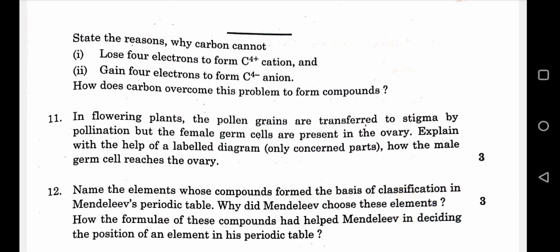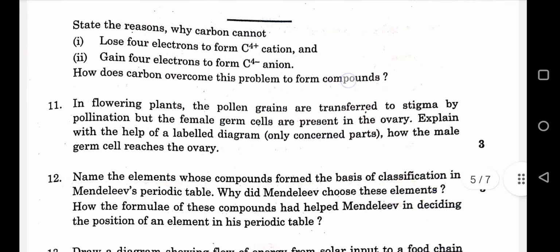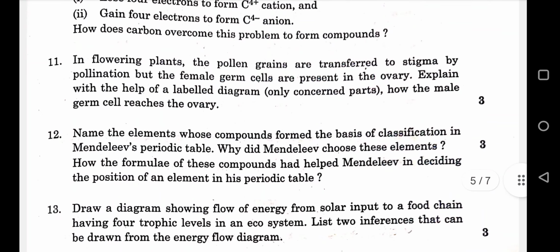So in the diagram, you have to draw the female reproductive part of the flower, and you have to state that the pollen tube helps the pollen grain reach the ovary or ovule. Also, in between there is a micropyle, an opening between the ovule and the pollen tube. So first you draw a diagram, then write that the pollen tube helps the pollen grains reach the ovule, and you will get 3 marks.